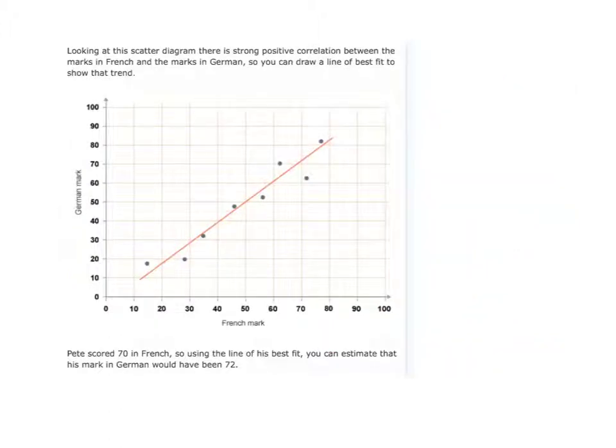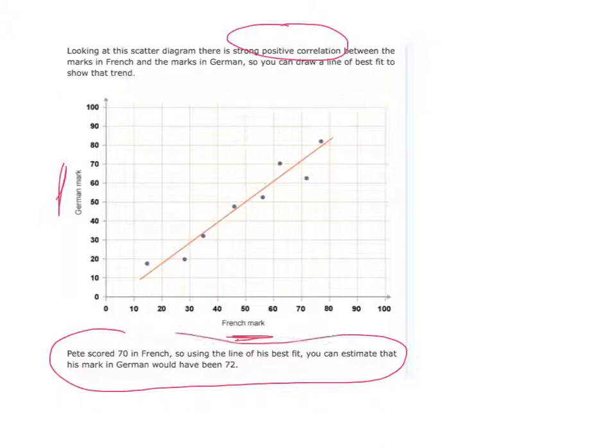In this example, it's a scatter diagram showing strong positive correlation between the marks in French and the marks in German. The line of best fit has already been drawn for you, showing that it's a strong positive correlation. It says Pete scored 70 in French. So using the line of best fit, can we estimate his mark in German?